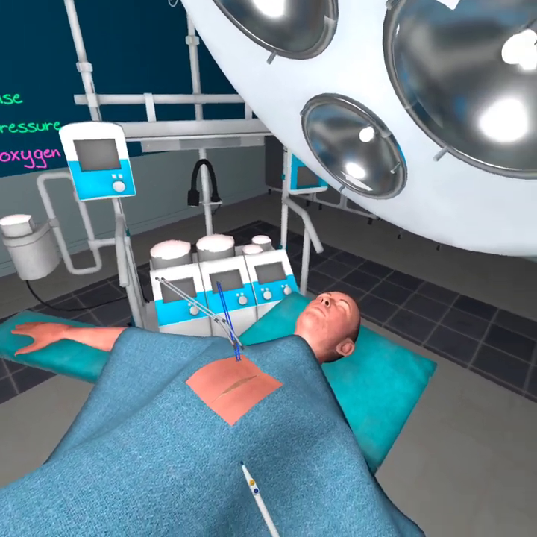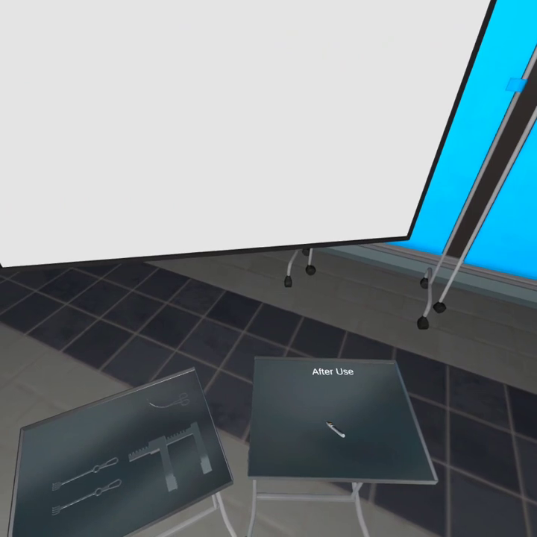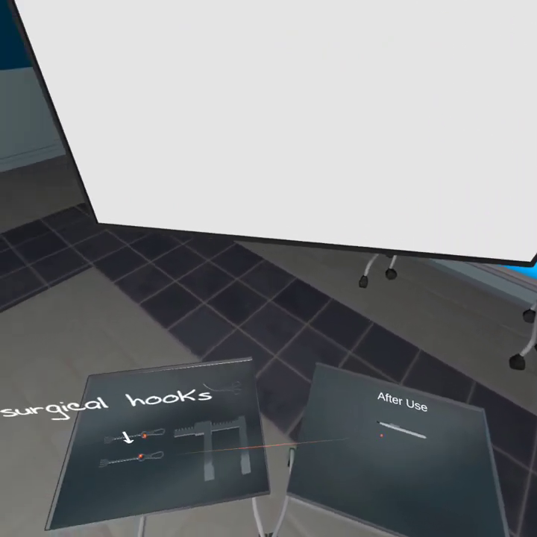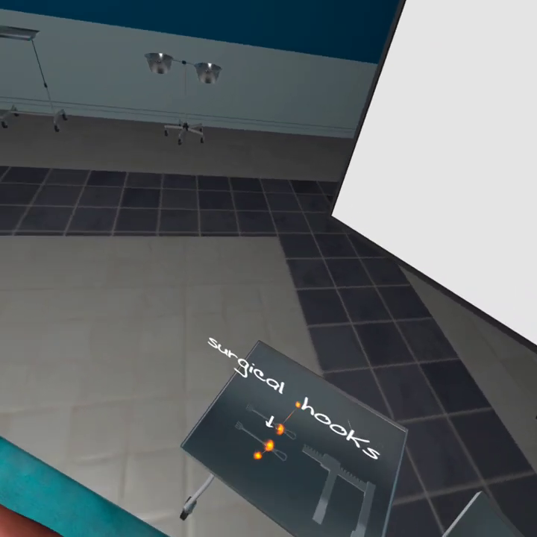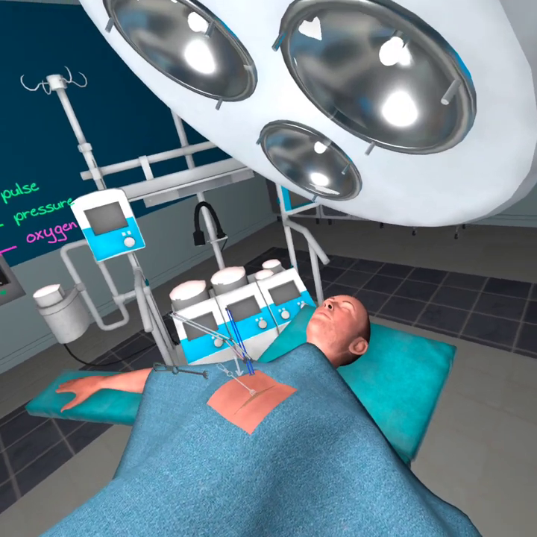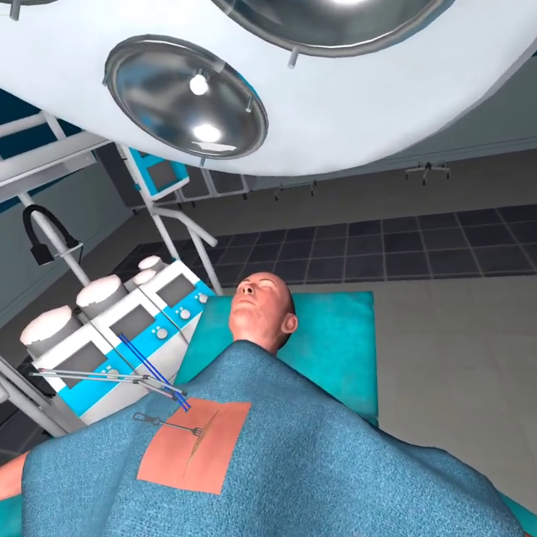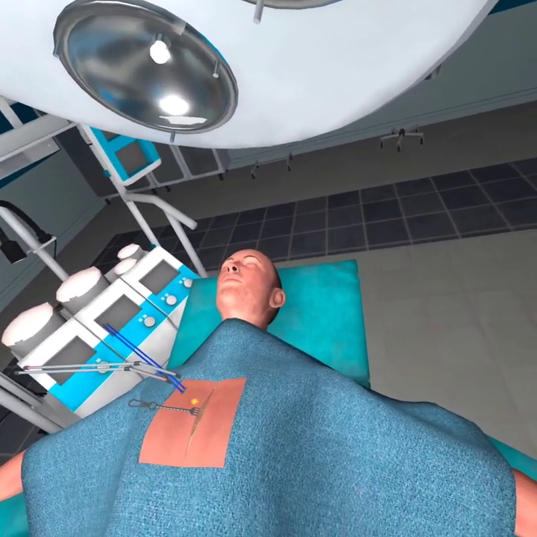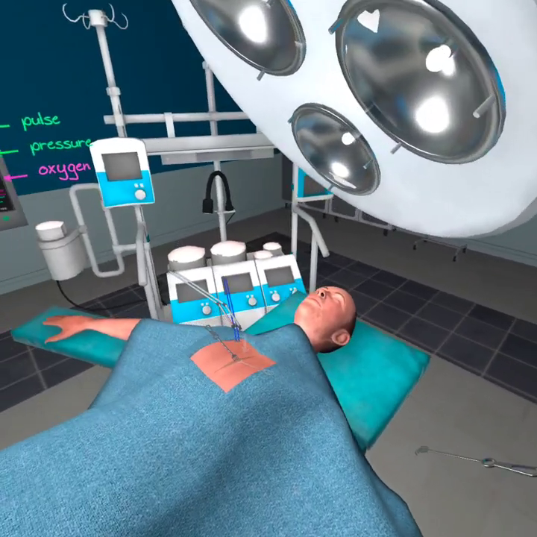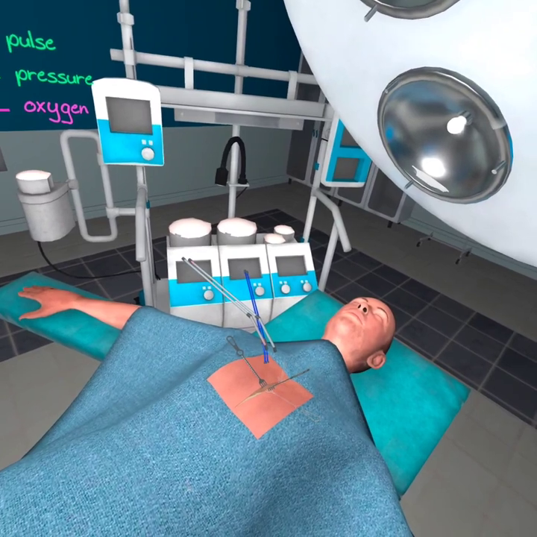Put the electrocautery pencil to the after use plate. You can see it there. Now pick up a surgical hook. Place the surgical hook to the patient's right side of the incision. Now, use your right hand to pick up the other surgical hook. Place the surgical hook to the patient's left side of the incision.